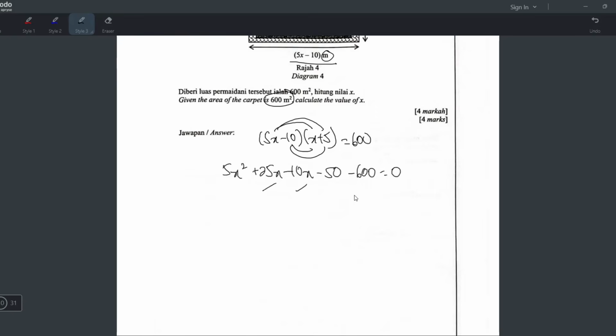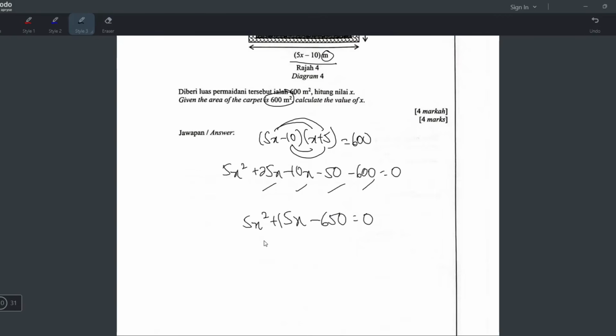Okay, now X dengan X boleh buat, number dengan number boleh buat. So 5X square, 25X minus 10X, positive 15X, negative 50 minus 600, negative 650 equals 0. Okay, now you can factorize using calculator, right? So macam mana? Just tekan calculator, A tekan ni, B tekan ni, C tekan ni lah. But before that, kalau boleh kecilkan, kita kena kecilkan dulu.